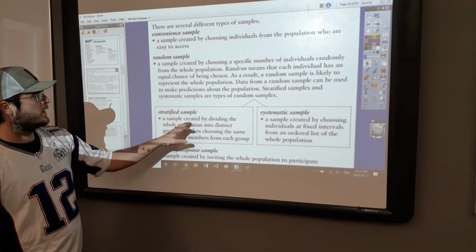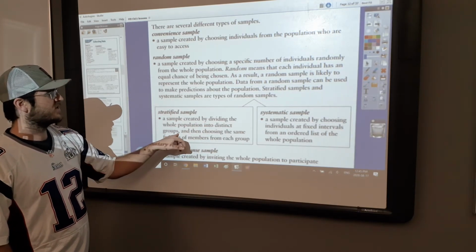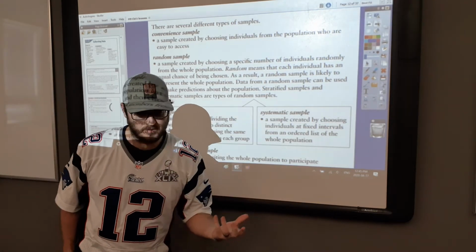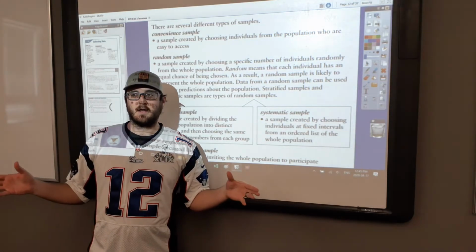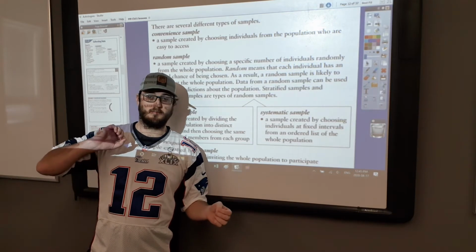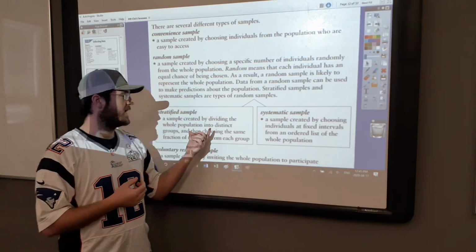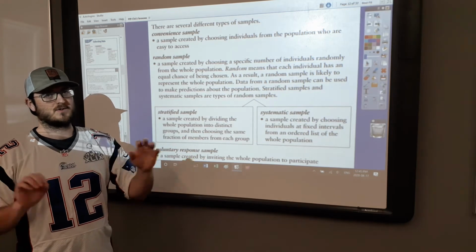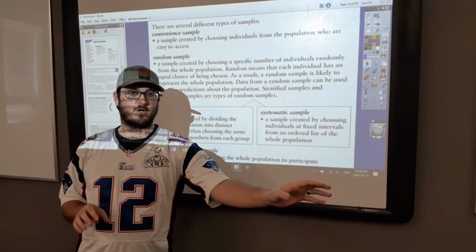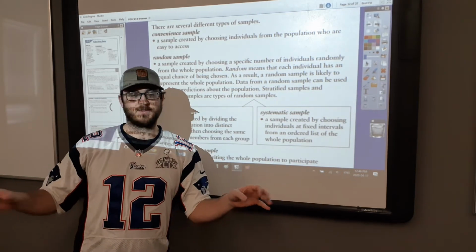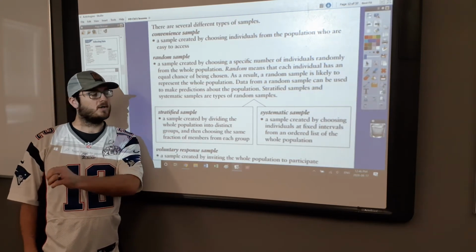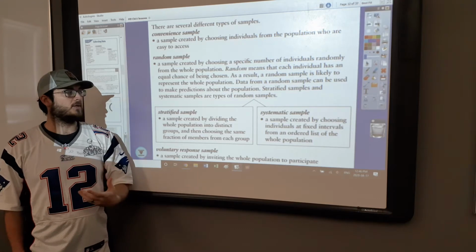A stratified sample is created by dividing the whole population into distinct groups and then choosing the same fraction of members from each group. So a stratified sample could be something like, if I asked all the grade 9s and I wanted to know what the boys think and the girls think. So I might say I'm going to pick 3 girls, 3 boys. So I'm splitting them into groups, and then asking a certain amount. I might want people who live in town versus people who live in the country. Then I'm going to make sure I ask people from the country versus people from the town. Anytime you're dividing the group into certain groups and making sure you cover different portions of the population, it's going to be stratified.